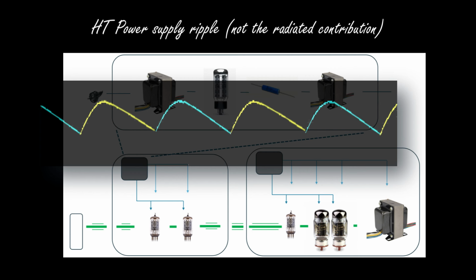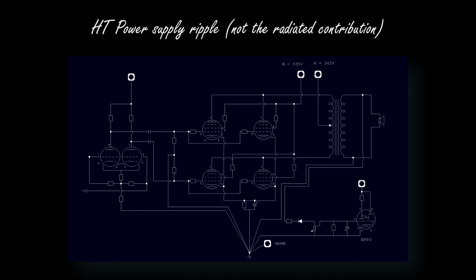Other power amplifier layouts, such as for example the push-pull power amplifiers, are less prone to pick up hum because they have a very high power supply rejection ratio, which means that in case ripple is still present in the high voltage, then this gets nulled by the opposite action of each one of the two tubes, or of the two tube pairs, as in this case.